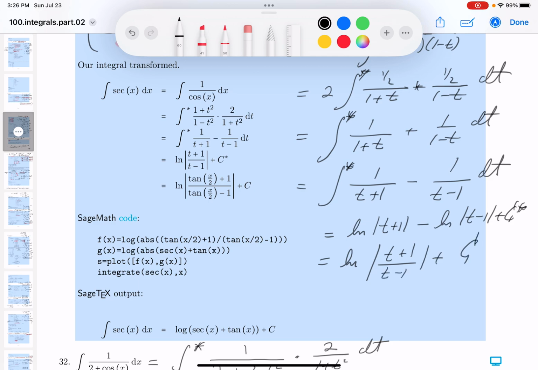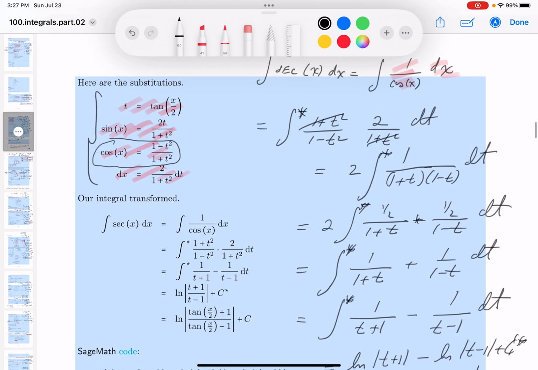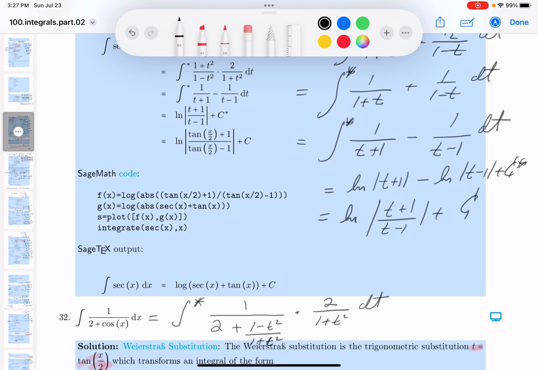All right? So someone says, am I done? No, you're not done. We started with an x problem, and now we got a t problem. I got to plug this in. And what's t? It's tangent of x over 2. I'll write that down for you.